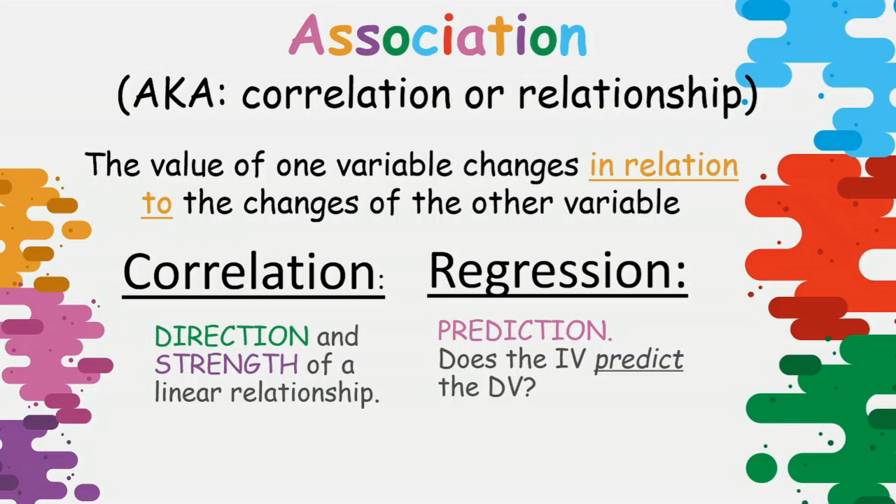When we run a correlation, or any type of correlation, we're going to get the direction and the strength of a linear relationship. And we only run this with linear relationships. That's one of the assumptions that we need. When we're doing a regression, we're looking to see if there are any prediction capabilities, if the independent variable or variables can predict the dependent variable. So it's a slightly different research question.